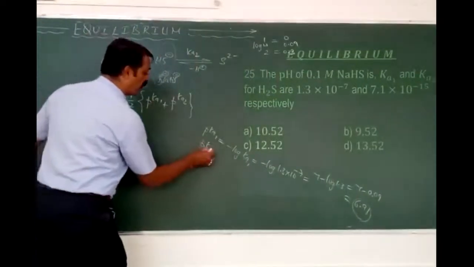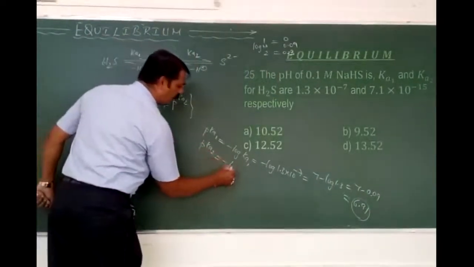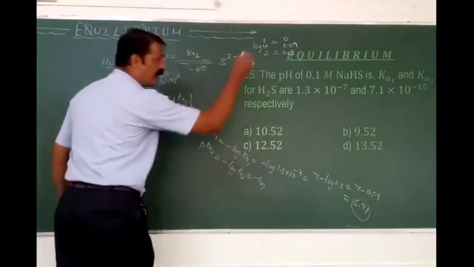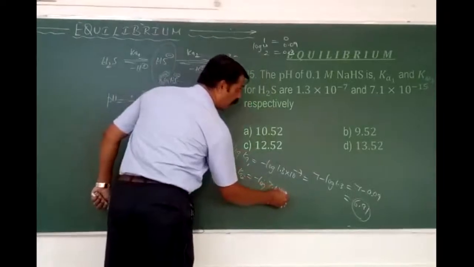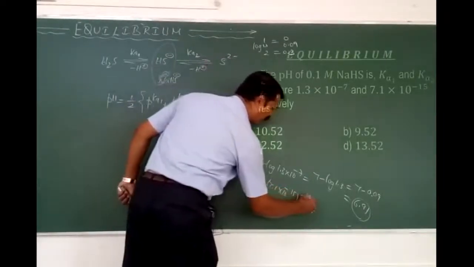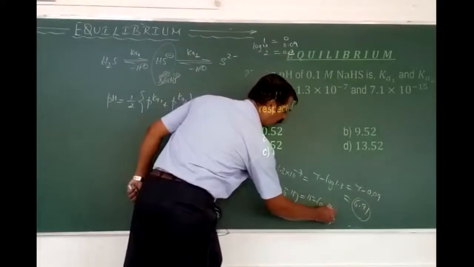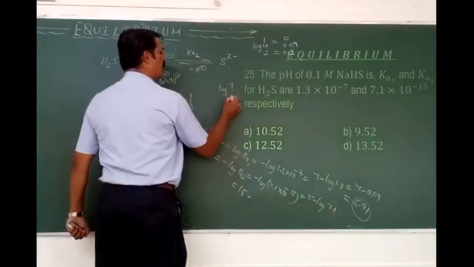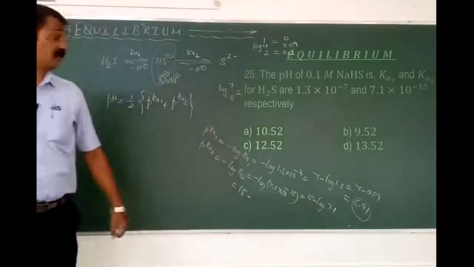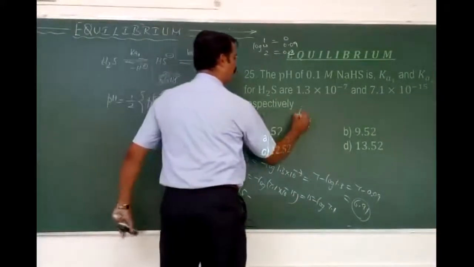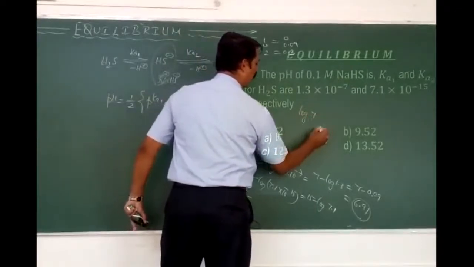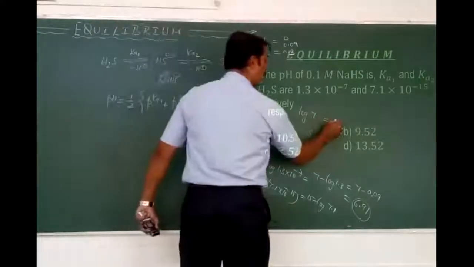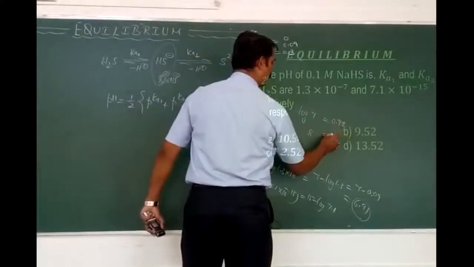Similarly, we will find pKa2. pKa2 is negative log of Ka2, which is negative log of 7.1 times 10 to the power of minus 15, equal to 15 minus log 7.1. What is log 7 and what is log 8? First, you have to know the values of those two. Log 7 is found to be 0.78, and log 8 is found to be 0.85.